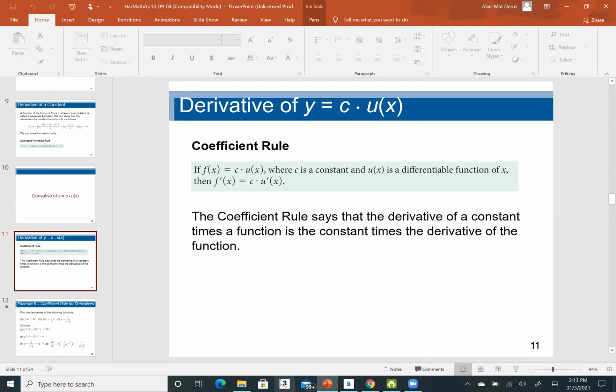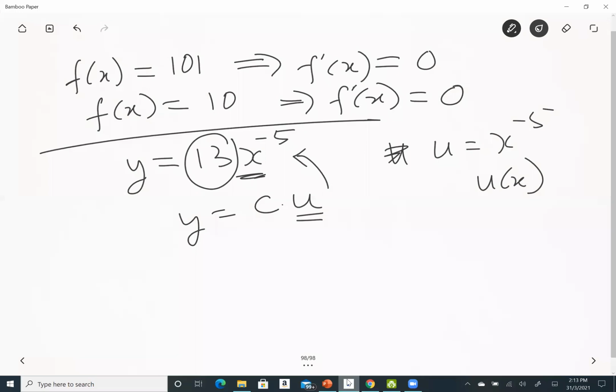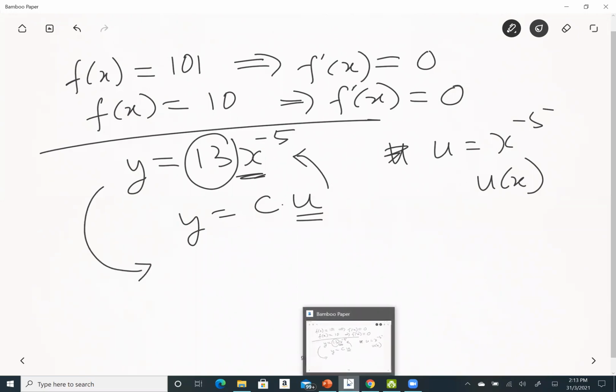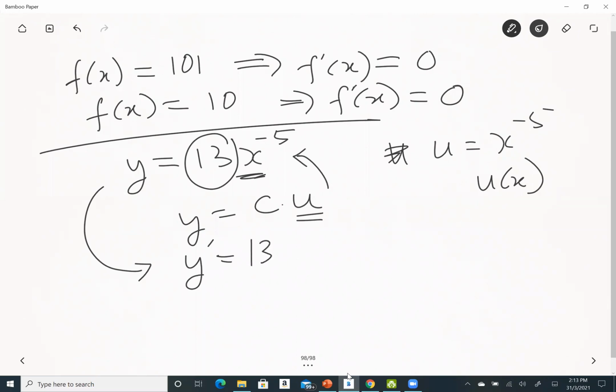So example, I have here y equal to 13x to the power of -5. So don't worry about that 13. The 13 will just follow the derivative. And here you have x to the power of -5. You just differentiate the x to the power of -5, which we know by using the power rule. So what is it equal to? 13 just follows the derivative. And then I have -5. Okay, so it's negative, you put in bracket. And then x, reduce the power by 1, that becomes -6. So that would be the coefficient rule.